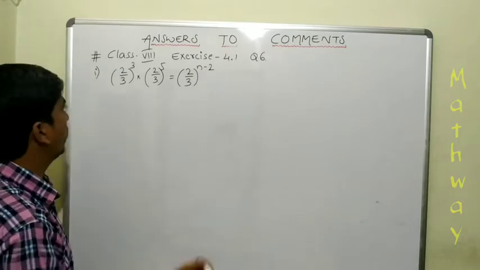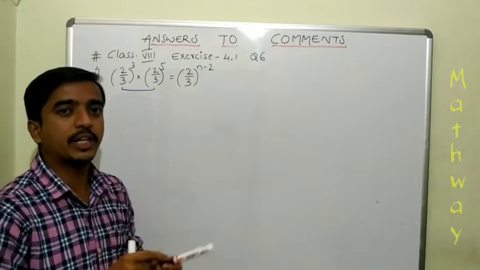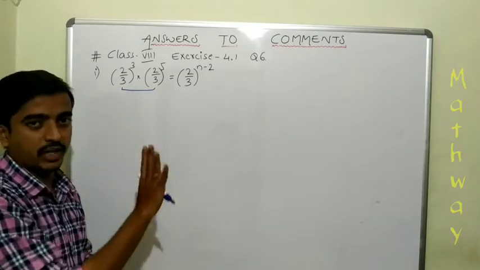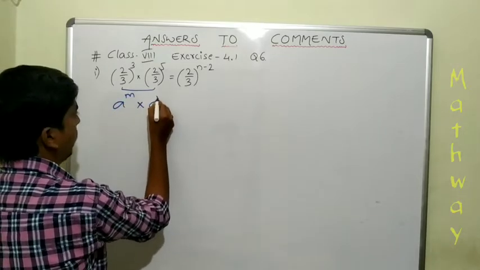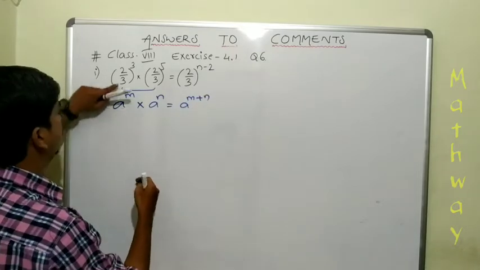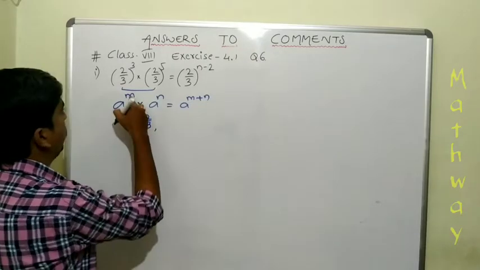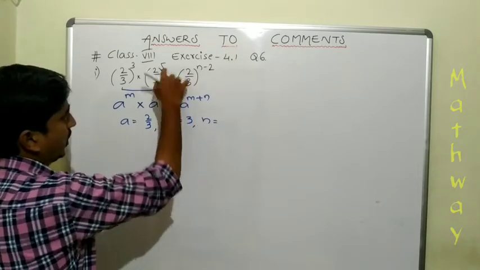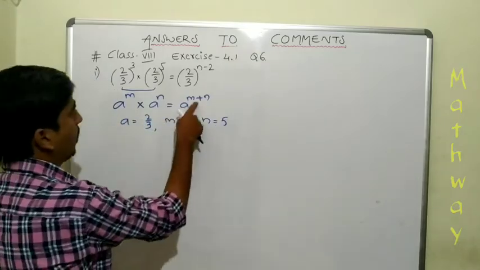If you observe here in these two terms, bases are the same. If the bases are the same and they are in multiplication, then directly exponents will be added using this law: a power m into a power n is a power m plus n. Here a, the base, is 2 by 3, m is the exponent of the first term, which is 3, and n is the exponent of the second term, that is 5. Now substitute these values in this formula.